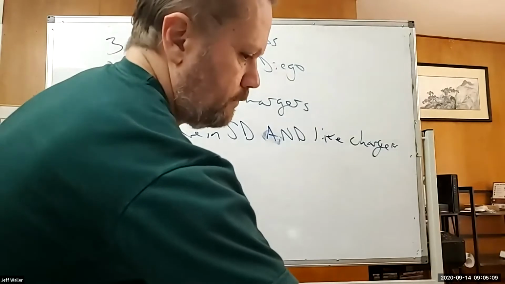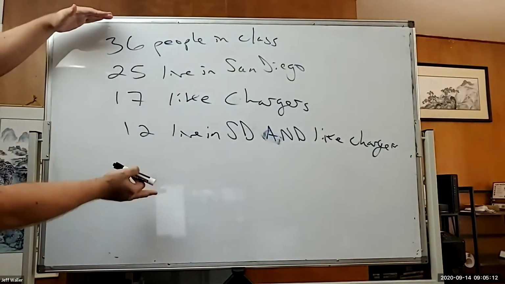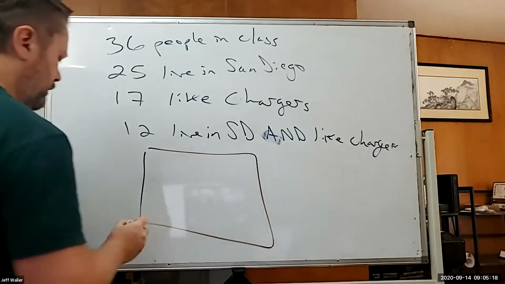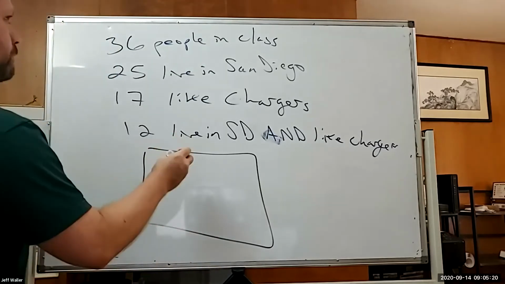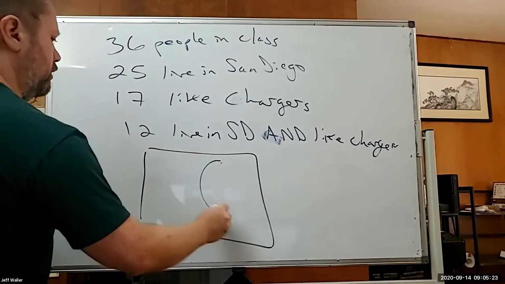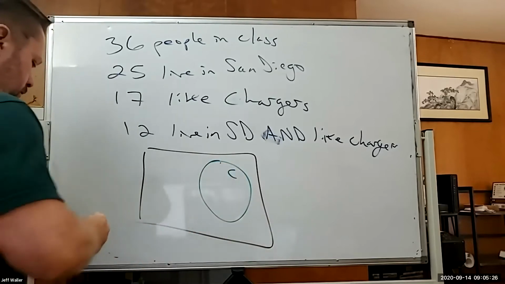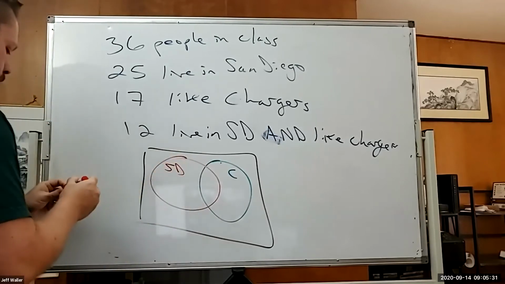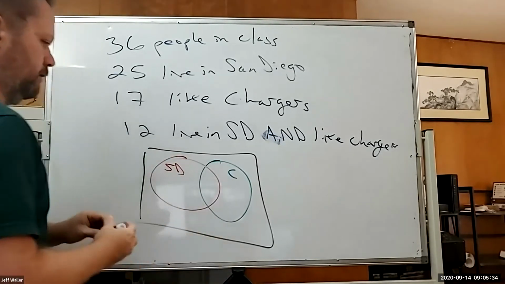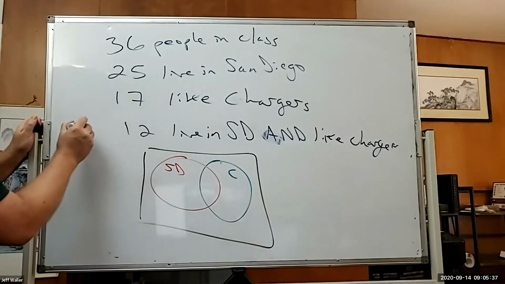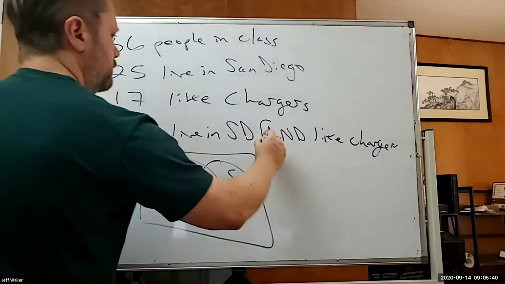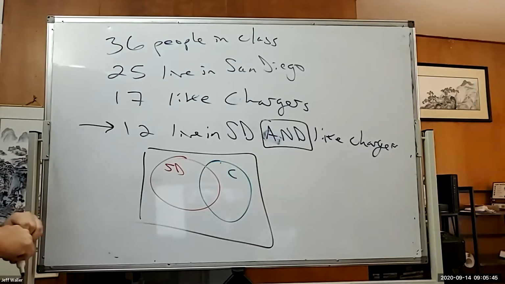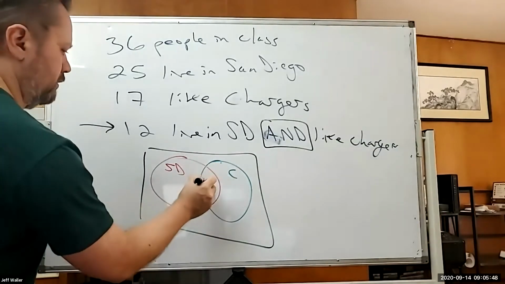So pretty cool with what's happening here. This is just like number 5, 6, and 7 in the homework. They give you this, and let's say that the blue circle is Chargers, and this red circle is San Diego. The thing I tell you is the one that is both is the one you want to start with. Where will 12 go in this picture? In the middle. Yes, in the intersection, I love it.